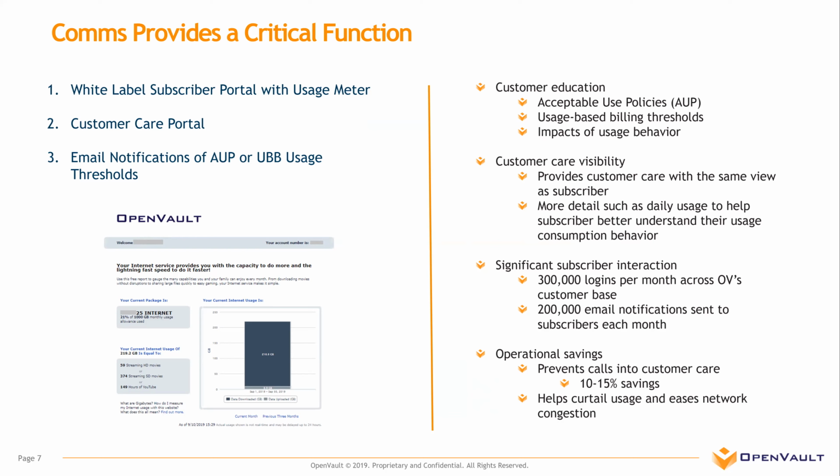And the other one that a lot of people might not realize is that it does in fact help curtail usage and ease network congestion. And again, I'm going to use the example of operators that have usage-based billing in place with the comms package, notifying customers, etc. They're seeing on average about 20 gigabytes per month lower average usage than those operators that have unlimited usage and no communications package in place.